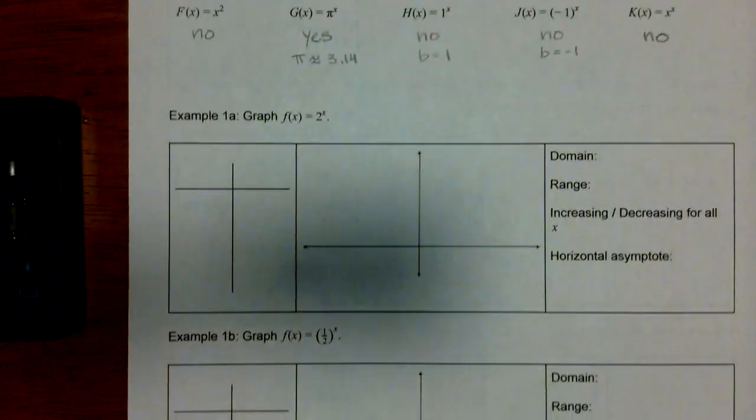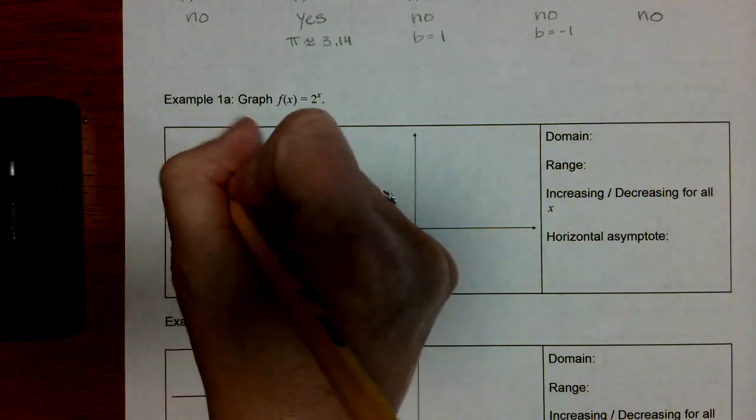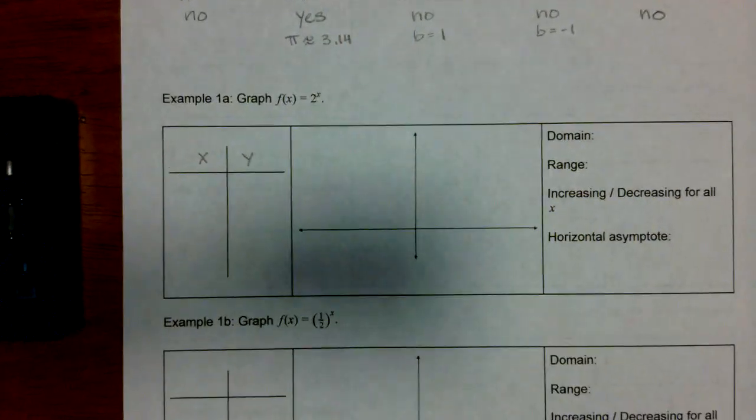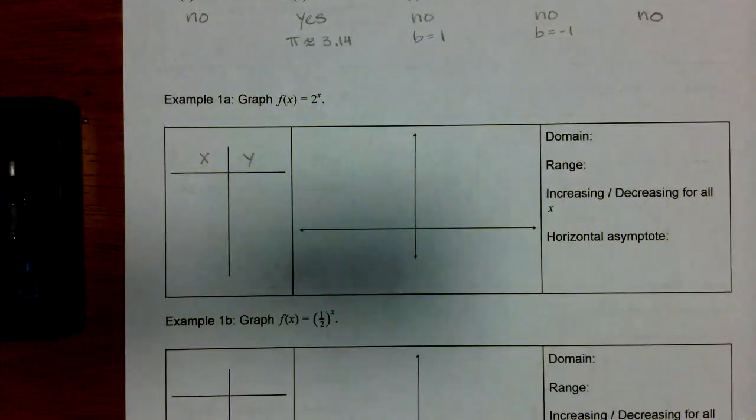So our next activity is to graph f of x equals 2 to the x. So we are going to start with just a table. And now this is our basic exponential function when we have a base raised to an exponent. So this is a new parent function for us, one that we want to become familiar with.